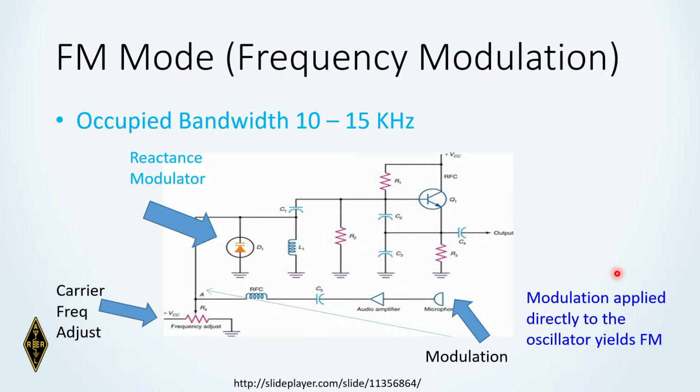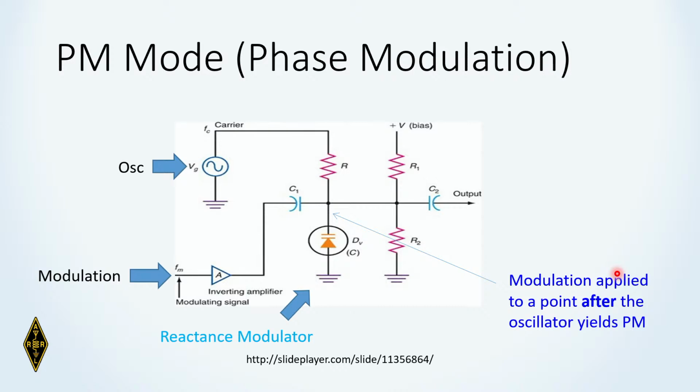Its kissing cousin we talked about earlier, phase modulation. Here we have the oscillator running on its own, and it comes into a follow-up stage. The audio modulation comes in and is applied across a varactor, a variable capacitance here. And this is after the main oscillator, so this reactance varies with the amount of modulation applied. Modulation applied to a point after the first oscillator yields phase modulation.